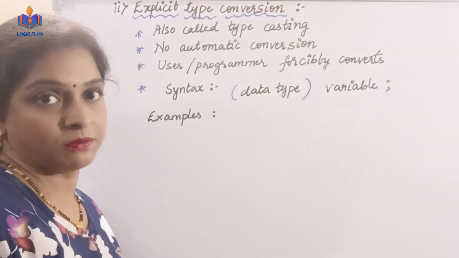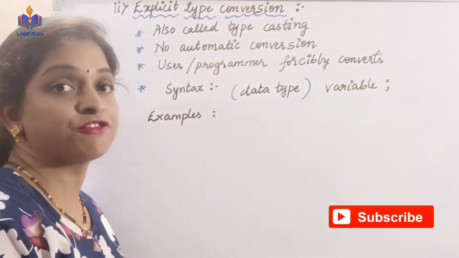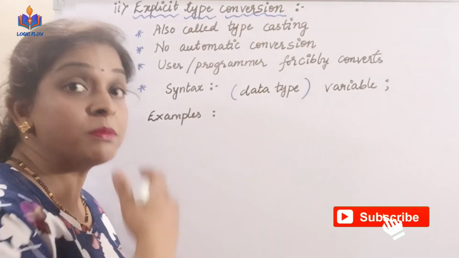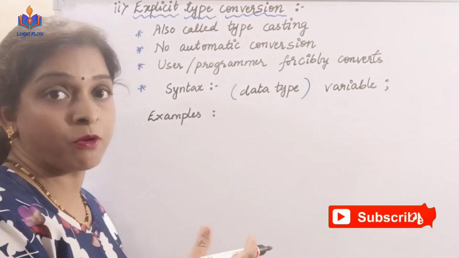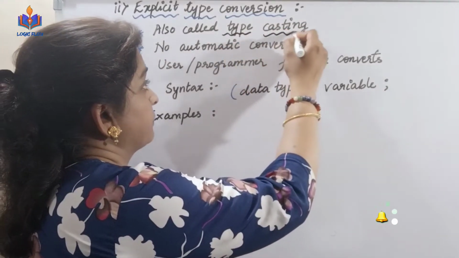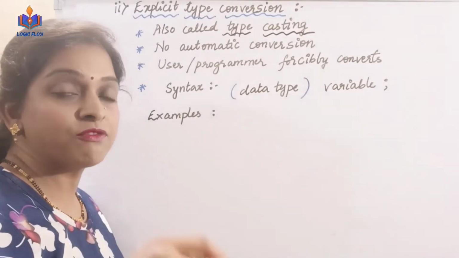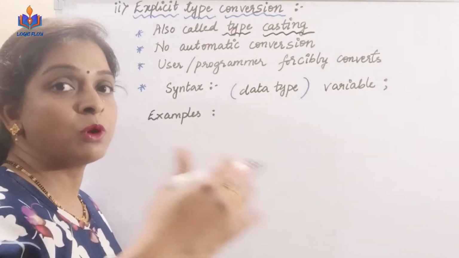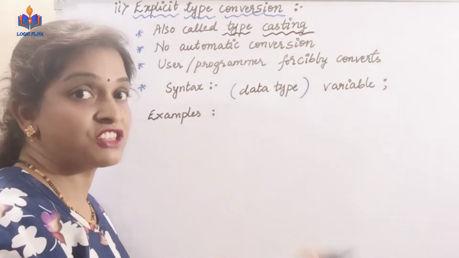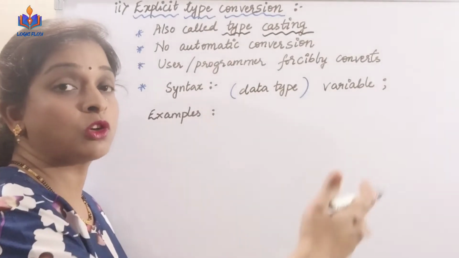Explicit type conversion. The name itself tells you: explicit type conversion is the process of converting one type of data to another type explicitly, which means the programmer has to forcibly convert one type of data to another type. It is also called typecasting. When we say type conversion, we usually mean implicit conversion, which is from low data type to high data type. The low data type gets promoted to high data type. We have seen character data type promoted to integer, or integer data type promoted to float.